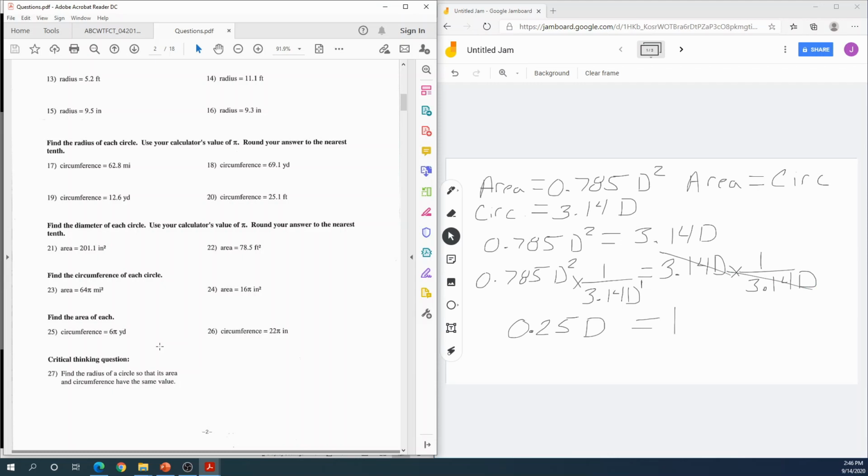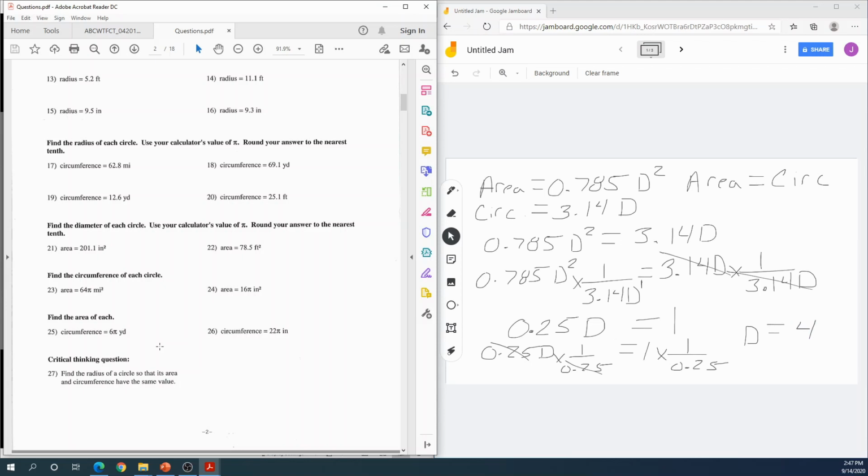So now we still have to isolate our d. So I'm going to multiply both sides of this equation by 0.25. Excuse me, I'm going to divide both sides of this equation by 0.25. So we get our 0.25 cancels our 0.25. 1 divided by 0.25 is going to equal 4. So this is going to go to d equals 4.